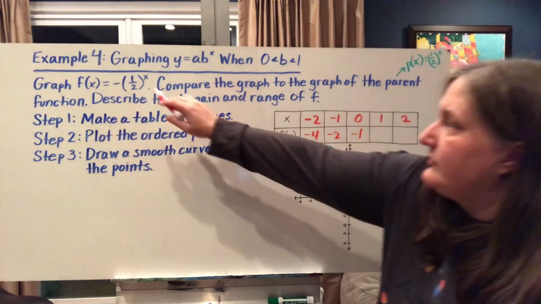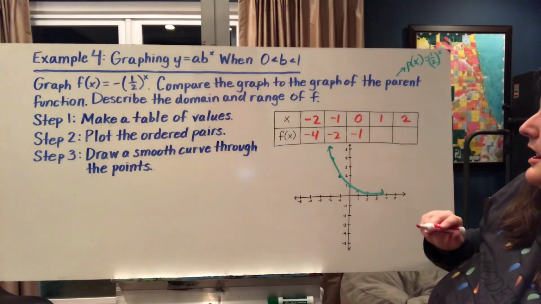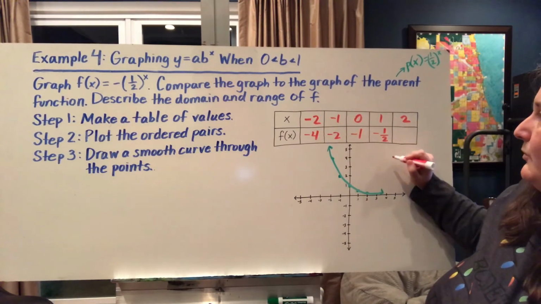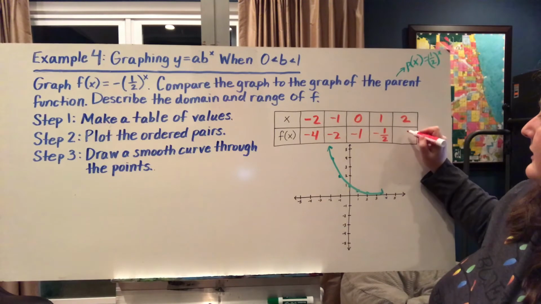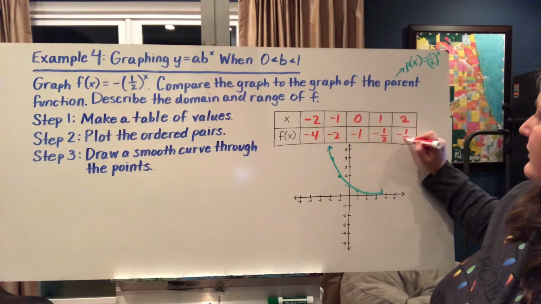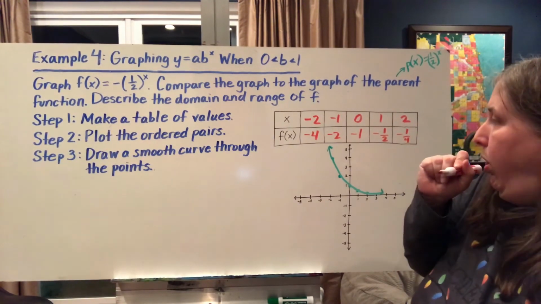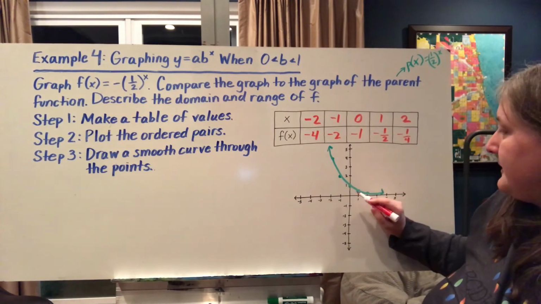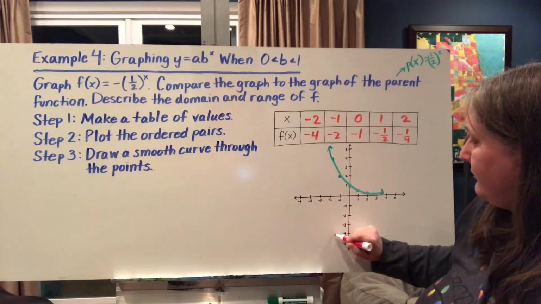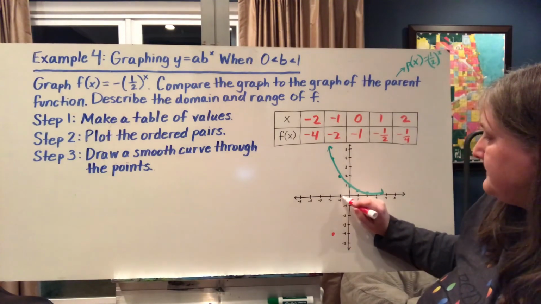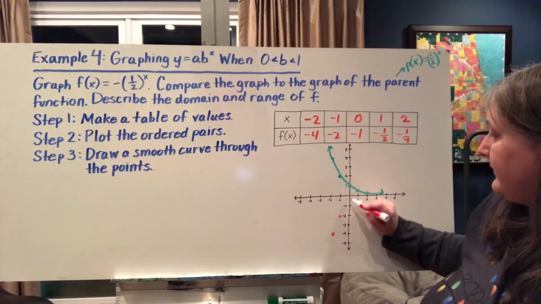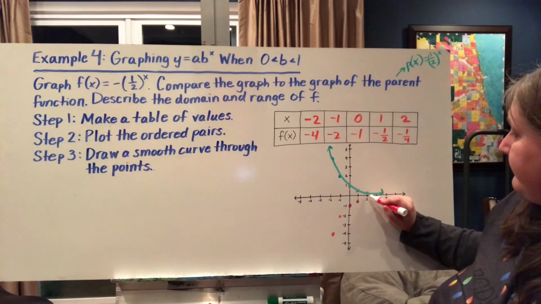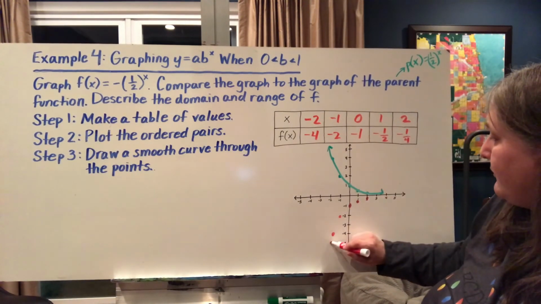Changing all these to negative because of that negative sign in front. 1/2 to the first power will be -1/2. 1/2 to the second power, it will be -1/4. Sorry about that. So let's graph these. So I have -2, -4, -1, -2, 0, -1, 1, -1/2, 2, -1/4.